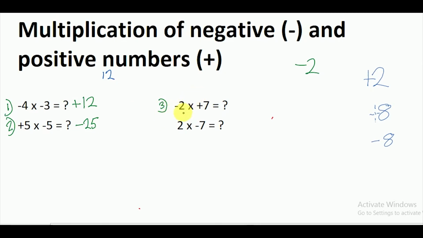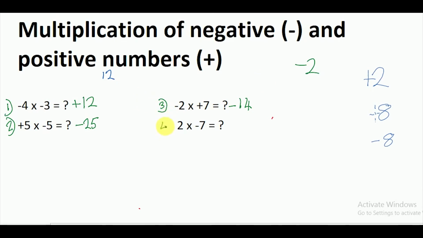Let's move to the third one here. I have minus 2 times plus 7. The same thing, what I'm going to do next? That's minus times plus. Minus times plus is what? Minus. 2 times 7 is what? 14. My answer is minus 14. It's very, very simple. I started with the signs first of all. Once we get the signs multiplied, we move to the numbers.